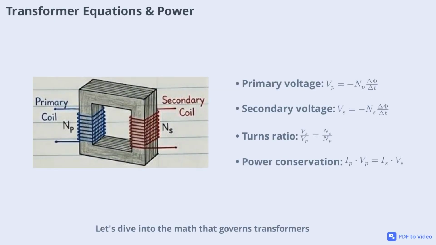Let's dive into the math that governs transformers. The voltage induced in each coil depends on the number of turns and the rate of change of magnetic flux. For the primary coil, the voltage equals negative the number of turns times the rate of change of flux. The same applies to the secondary coil. If we assume no energy is lost, the ratio of secondary to primary voltage equals the ratio of turns in the coils. Power is conserved, so the input power equals the output power, meaning the product of current and voltage is the same on both sides. This relationship is crucial for designing efficient transformers and understanding how they scale voltage and current in power systems.